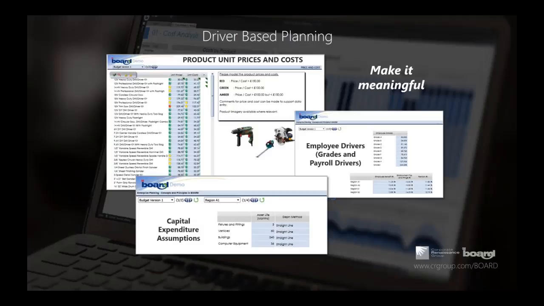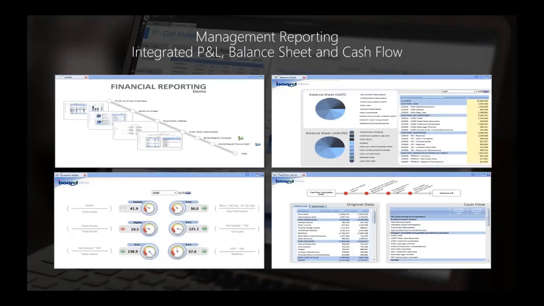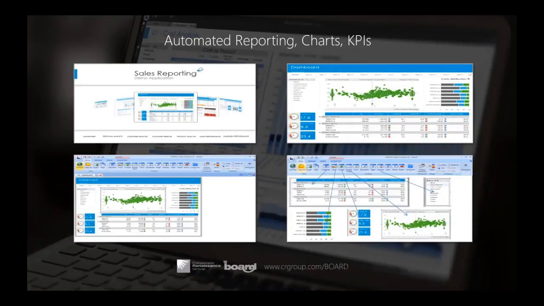From a budgeting perspective, Board has full modeling capabilities to do driver-based planning. It has the ability to reforecast, so as actuals come into the system, you can reforecast to the remainder of the year. It can automate your management reporting process, so whether it's your income statement, balance sheet, cash flow, Board can fully automate this and provide stunning reports. You can automate even charts and KPIs, all sorts of visual objects using the Board drag and drop toolkit.